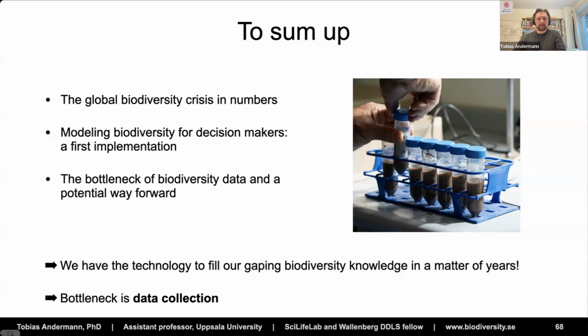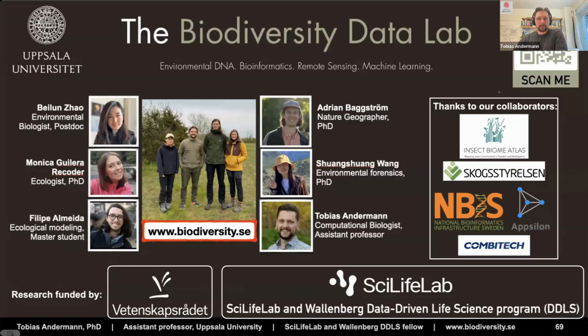And right now, the bottleneck is still data collection. We also have the model infrastructures, the computational capabilities to process these data. We just need more data at this point. So that's all for me.